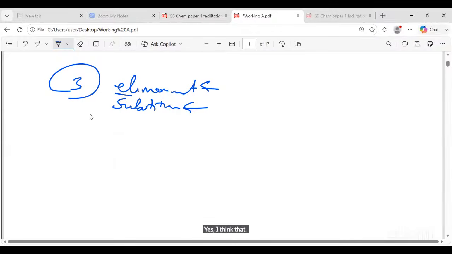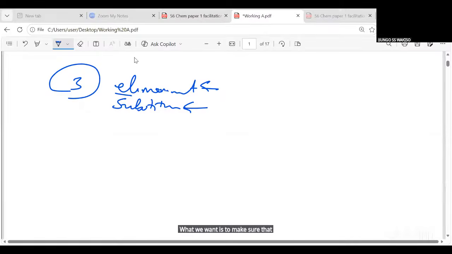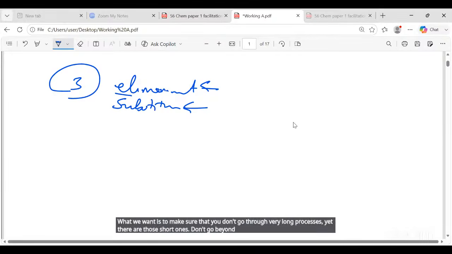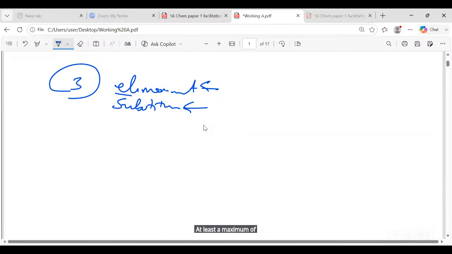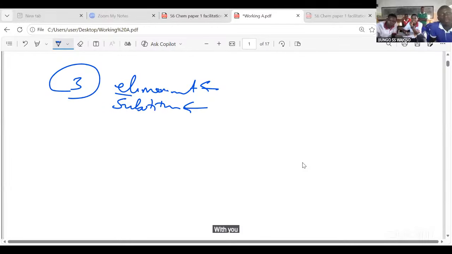So even in synthesis, so long as you have used the right reagents and you have reached your final product, what we want is to make sure that you don't go through very long processes, yet there are those short ones. Don't go beyond 6 steps. Even when they're setting your paper, they will not give you an item which requires you to go very far. Instead, they'll give you one which requires a maximum of around 6 stages. Maybe if it has failed completely, you do it. But if it has not failed, kindly make sure that you're within that range. Are we there? Yes, sir. Okay, thank you.